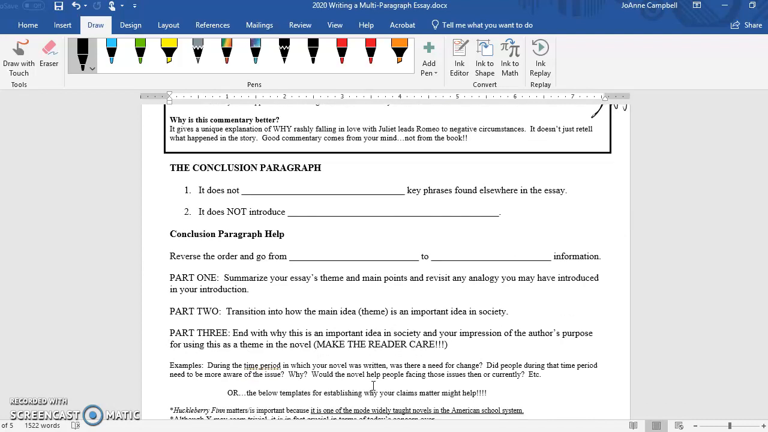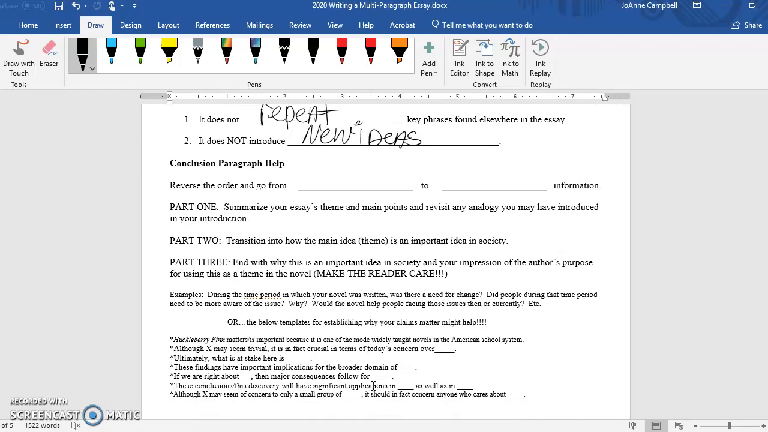Okay, moving on, the conclusion paragraph. It should not repeat any key phrases found elsewhere, and it does not introduce new ideas. Okay, so it's a fine line. You want to reiterate your main ideas without using the same wording. Make sure you're not introducing new stuff. In the conclusion, we're reversing the order. So in the intro, we went from very general, we're not even talking about Romeo and Juliet yet, to specific. But now we're going to go from specific to general.